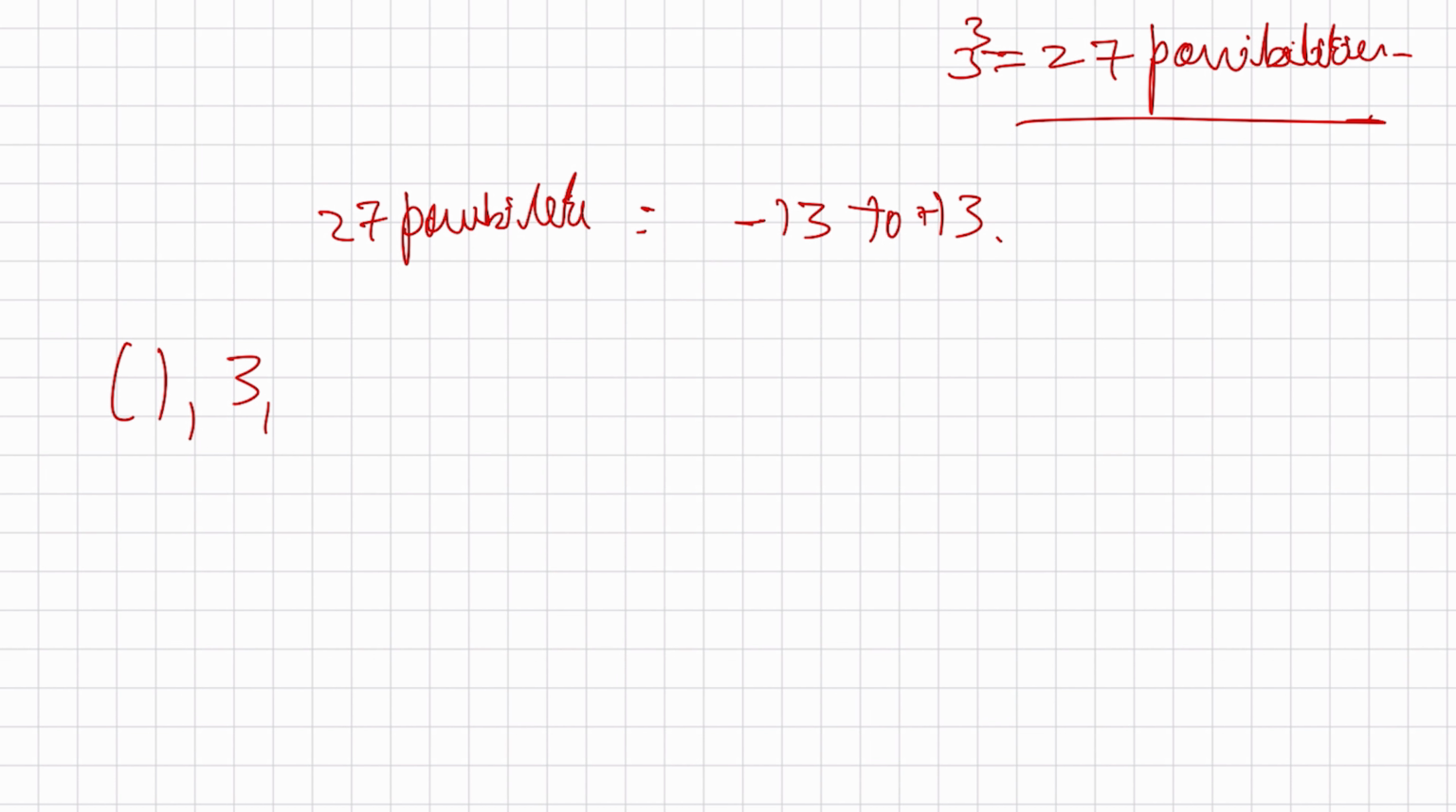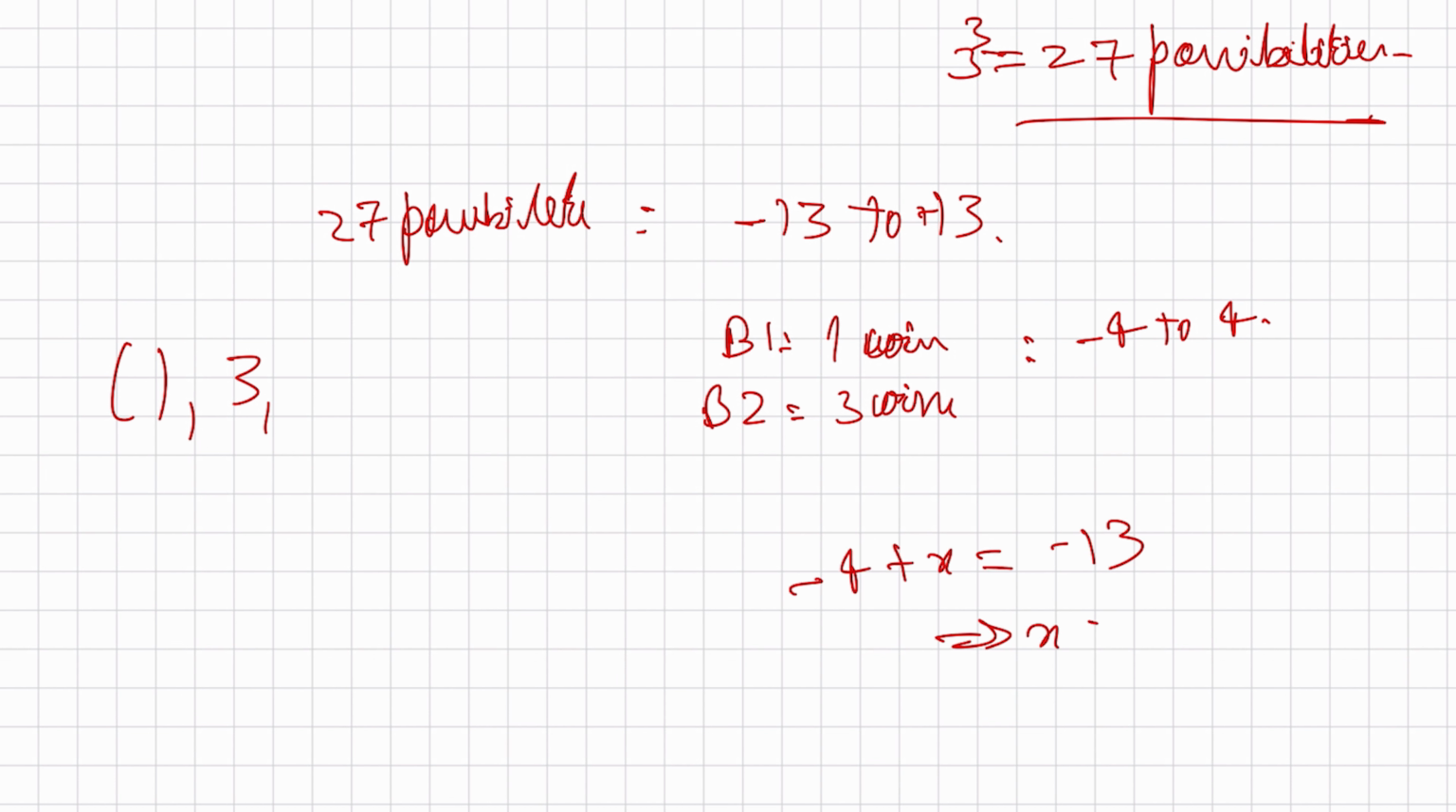Now, when you do this, bag 1 with 1 coin and bag 2 with 3 coins, we already know the range goes from minus 4 to plus 4, right? In order to get minus 13, we need to add a number on both sides. So let's say minus 4 plus x is equal to minus 13. Clearly we can see that x is minus 9, right? And on the positive side, 4 plus x is equal to 13. We can also see x is going to be 9 here, right?